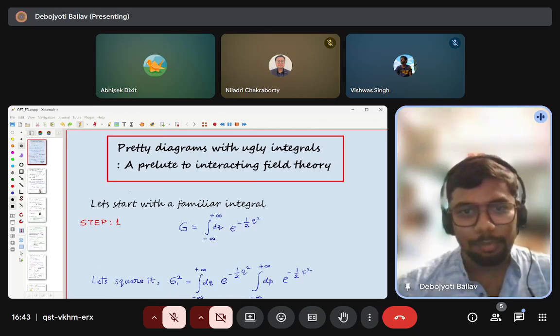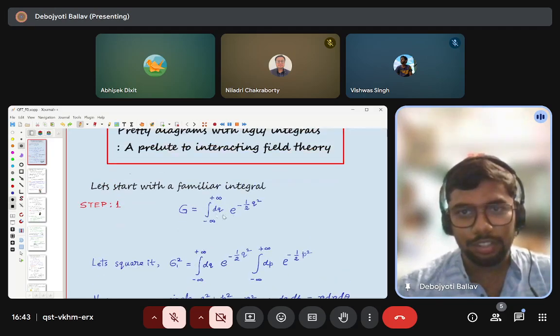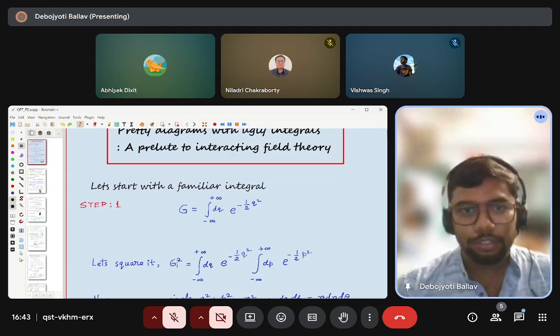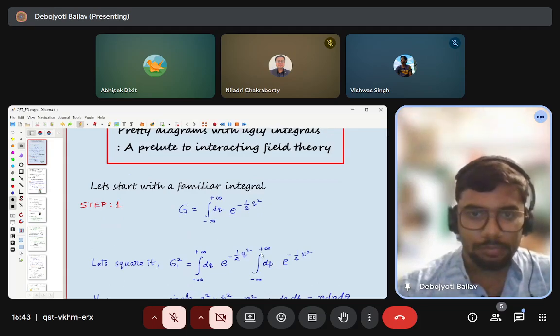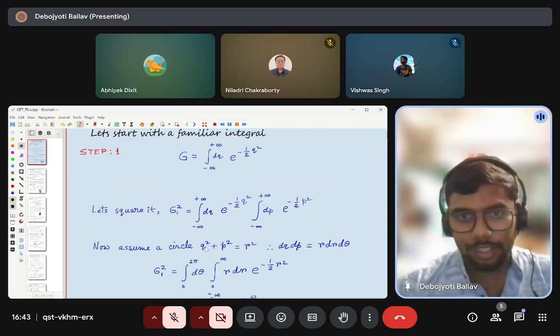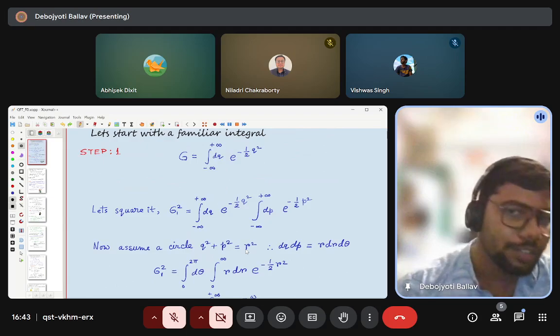The approach is like that. You first take a square of this integral. I should have called it g1 rather than g. So you square this integral. You have an integral over dq, where q is a dummy variable which you integrate out. You square that integral, dq, and you take another variable dp. Now you assume you have a circle in the PQ plane, which is q square plus p square is equal to r square, where r is the radius of the circle. But this r is a variable here because q's and p's are variable.